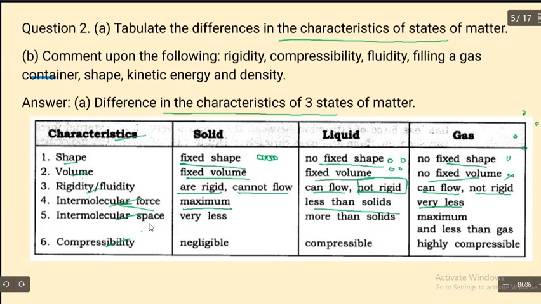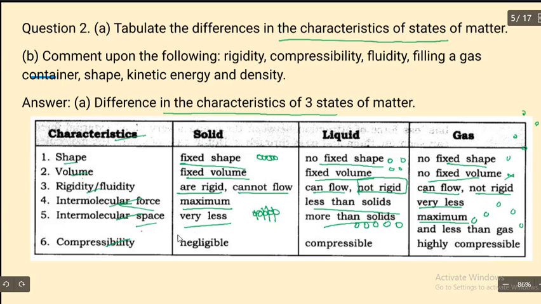Intermolecular space. The intermolecular space is very less in solids. That means there is no space we are going to see in solids. The particles are tightly packed, so there is no space between two particles. Okay, so the intermolecular space in liquids is more than in solids. That means somewhat of a space we are going to see here. And in gases, the intermolecular space is maximum. That means they are very far from each other.